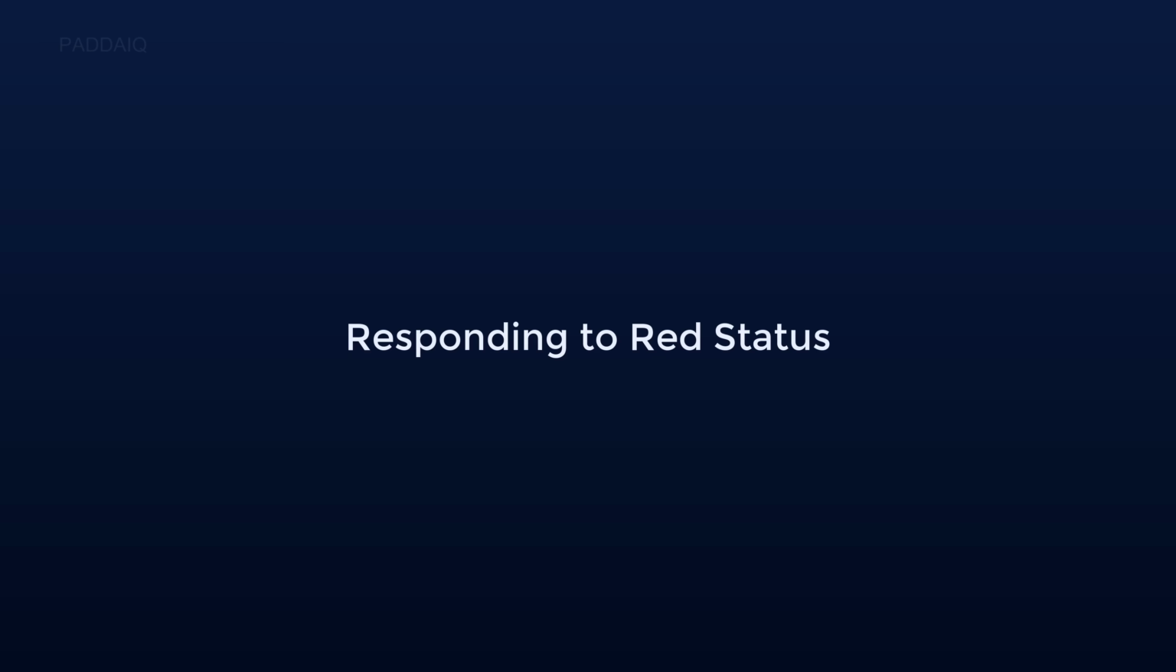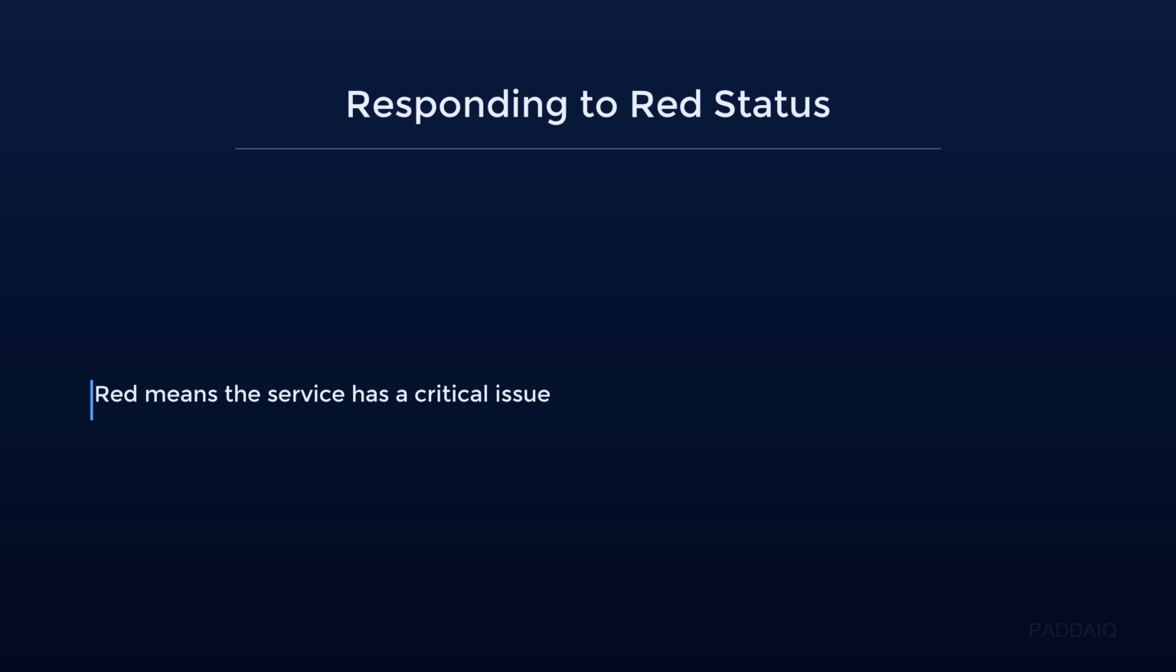Responding to red status. Red means the service has a critical issue. This indicates a severe problem causing the service to be unavailable or malfunctioning. For instance, if the SAP HANA service is red, your database is down and applications cannot access data. Always treat red status as an urgent situation requiring immediate action.